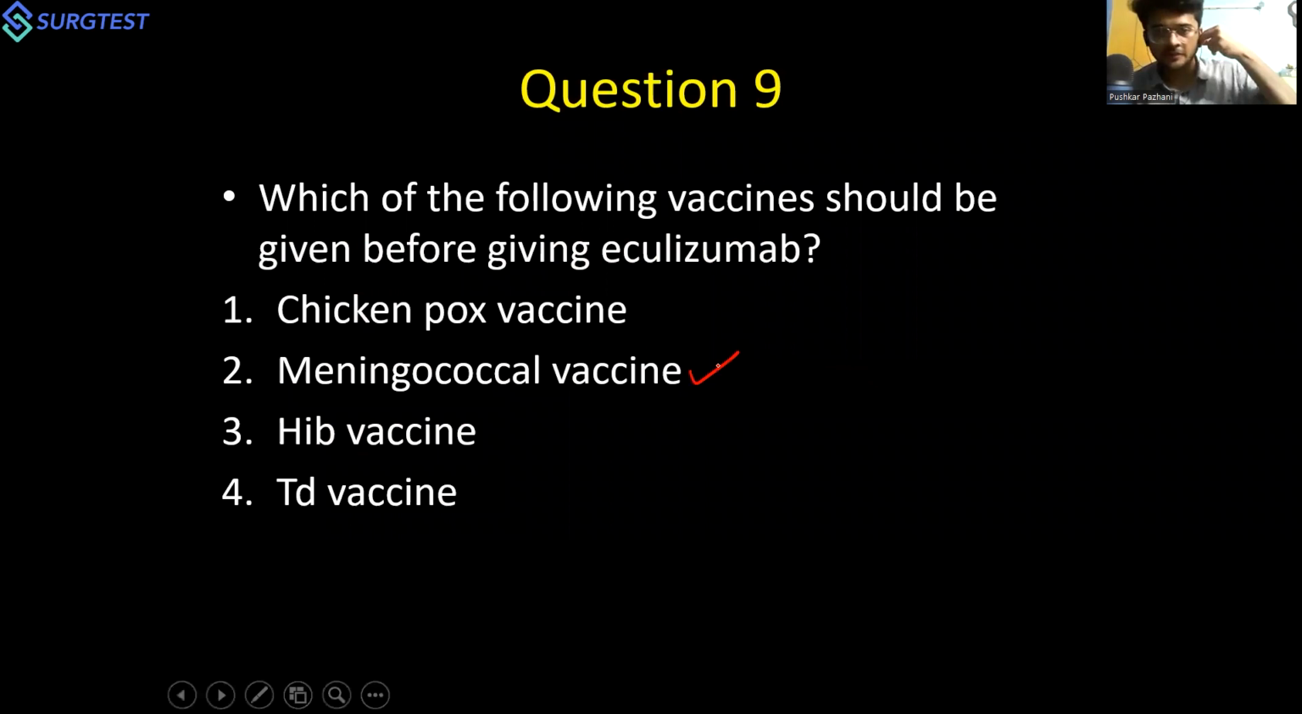So that's very, very important, because this highlights the fact that the terminal complement system is very important in anti-meningococcal immunity. I think most of you might have read this in microbiology. Not only meningococcal vaccine, it is also very important to have a low threshold to diagnose meningococcal sepsis or meningococcal meningitis in a patient who is receiving eculizumab.